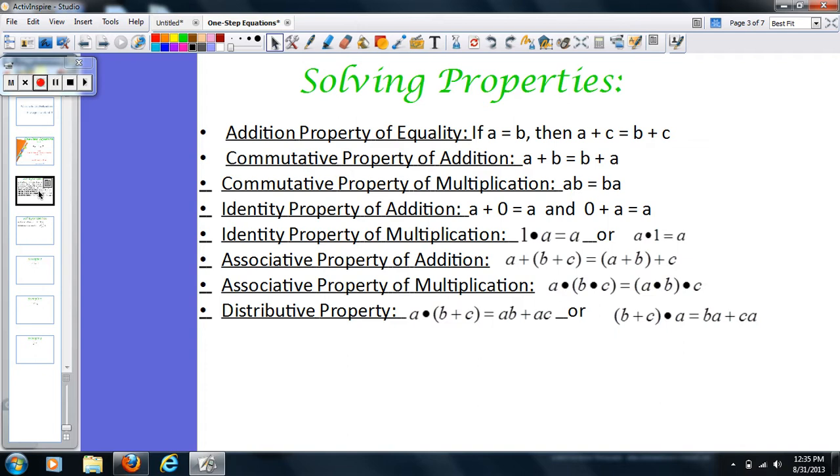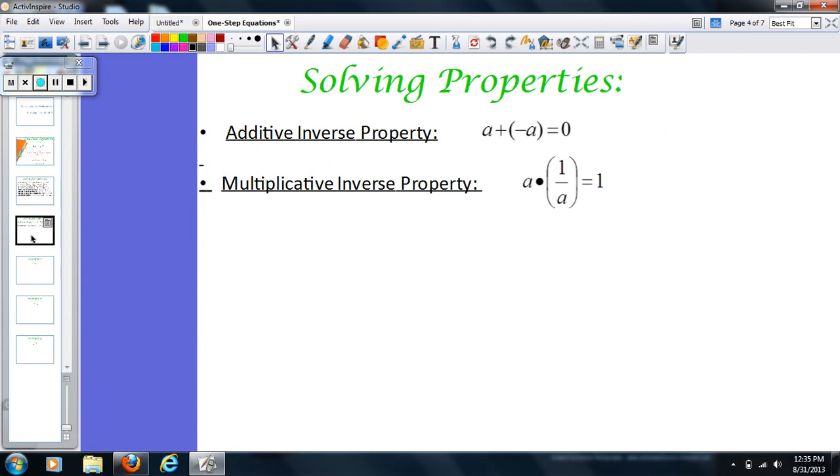You have the associative property of multiplication. You have A times the quantity B times C, and that equals A times B, the quantity, and then times C. You have the distributive property, which tells you that A times the quantity B plus C equals AB plus AC, and then you can see the other one. The last two properties are the additive inverse, which tells us that A plus negative A equals 0. That's our inverse. And the multiplicative inverse property is A times 1 over A equals 1.